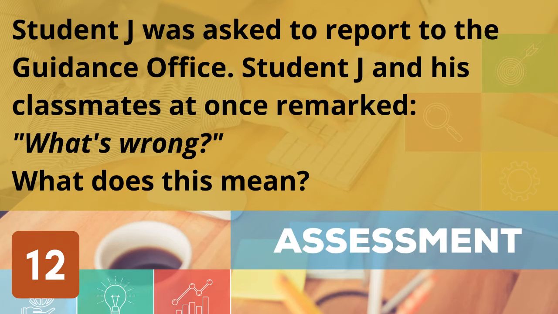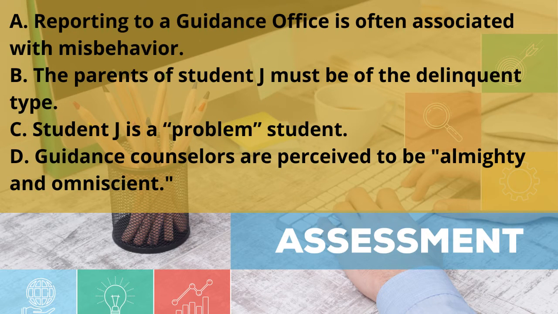Number 12. Student J was asked to report to the guidance office. Student J and his classmates at once remarked, "What's wrong?" What does this mean? A. Reporting to the guidance office is often associated with misbehavior. B. The parents of student J must be of the delinquent type. C. Student J is a problem student. D. Guidance counselors are perceived to be almighty and omniscient.